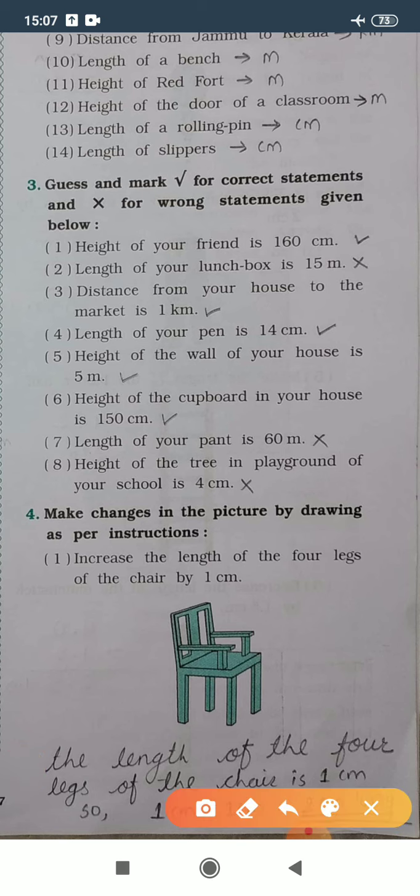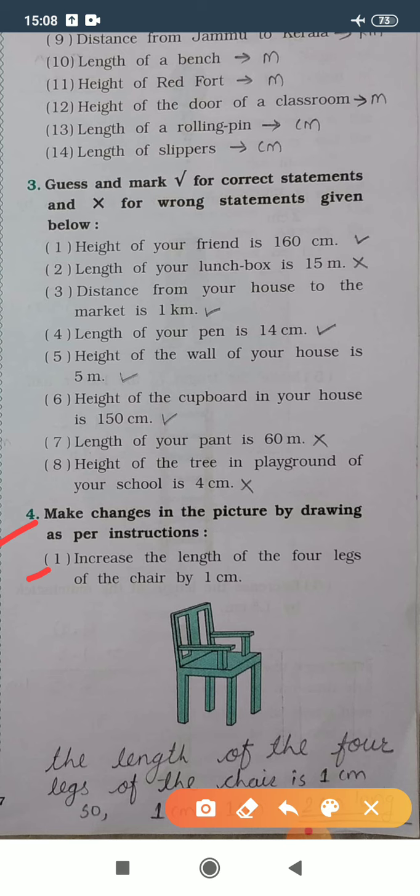Let's see question number 4. Make changes in the picture by drawing as per instruction. Number 1. Increase the length of the 4 legs of the chair by 1 centimeter.